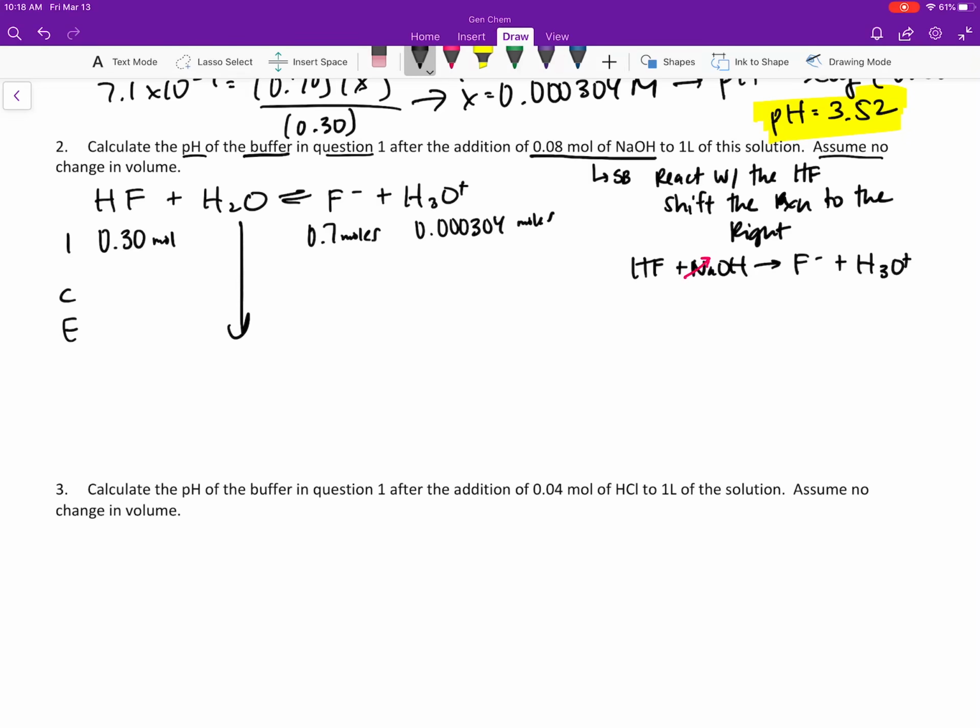Now that we know which direction the equation is going to shift, to the right, it's going to consume the reactants and produce more products. Because it's in a 1-to-1 ratio stoichiometrically, remember the change always has the stoichiometric factors involved. Now that's going to leave me at equilibrium with this total.